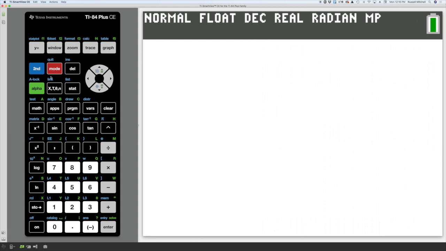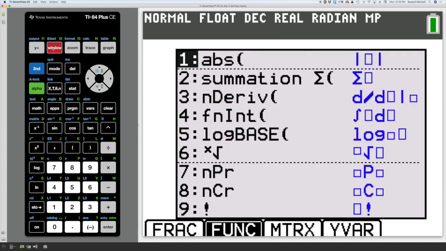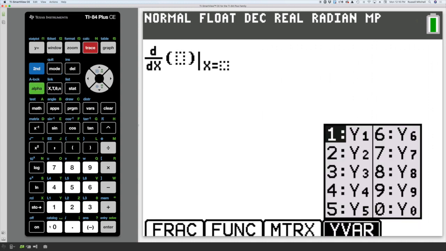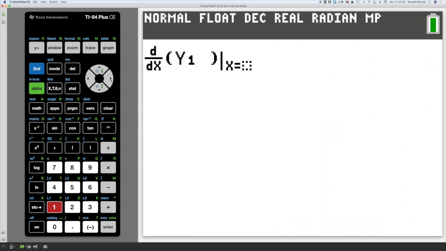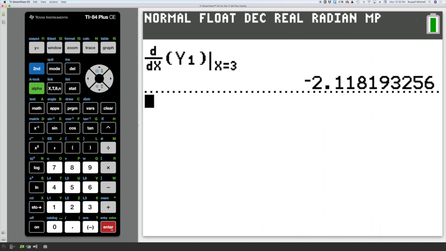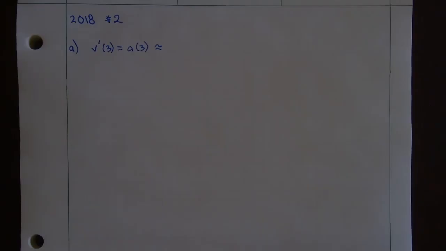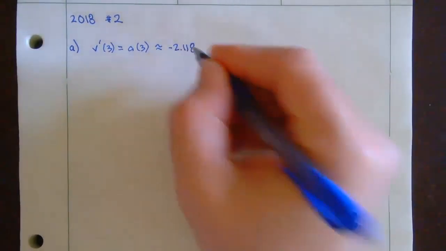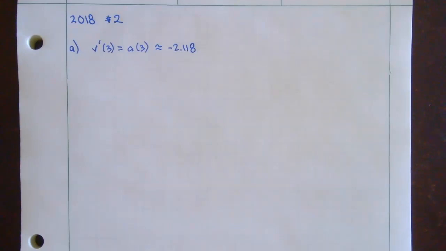Okay, and then back on our home screen, we'll press alpha window, because we want the derivative, so number 3, and take the derivative with respect to x of our velocity function, which was stored in y1, and we want to do this at 3. Okay, so we get an answer of -2.118. Let's go back and record that on our paper. So we'll record this as -2.118. Okay, and then let's go to part B.